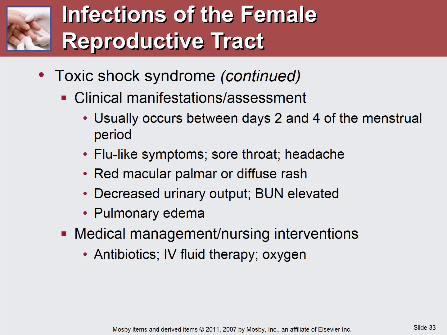Clinical manifestation usually occurs between 2 to 4 days of the menstrual period. There are flu-like symptoms, sore throat, headache, red macular, papular, or diffuse rash. There will be a decrease in urine output because the kidneys can shut down. So we're going to look at the labs that suggest that, urine and creatinine, pulmonary edema. So the key is to identify and treat, and IV antibiotic therapy is usually needed. Next slide.